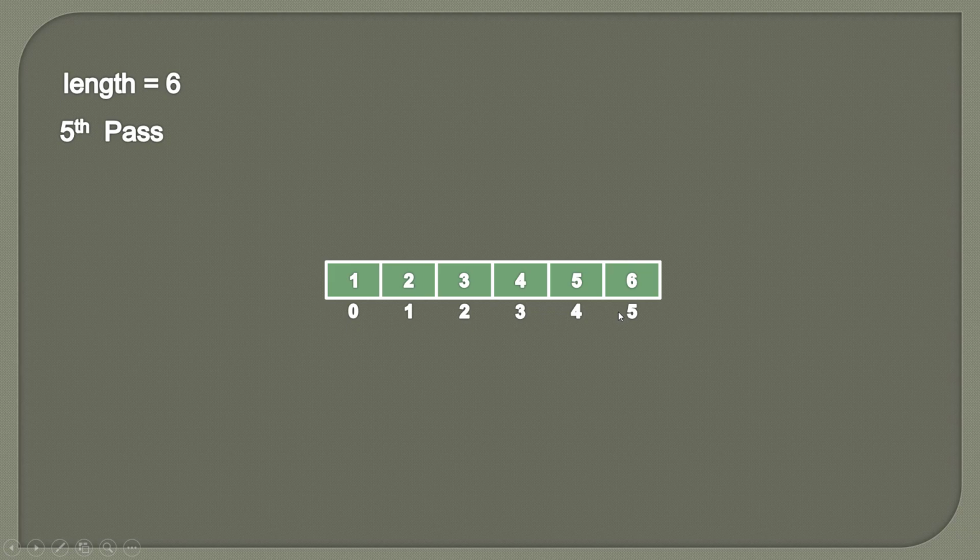So the only thing to consider here is if the length of the array is 6, then there are at least 5 passes, which is n-1, the length minus 1. So if there are 6 elements, we have to perform 5 passes to get the array in sorted form. So this was the basic idea behind the selection sort algorithm.